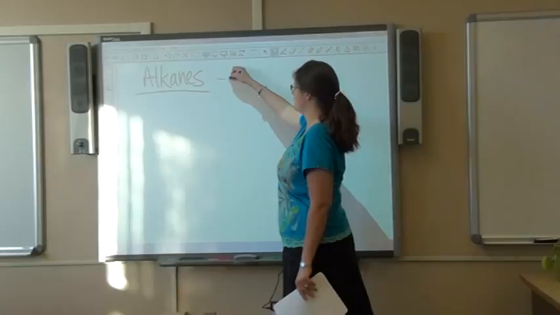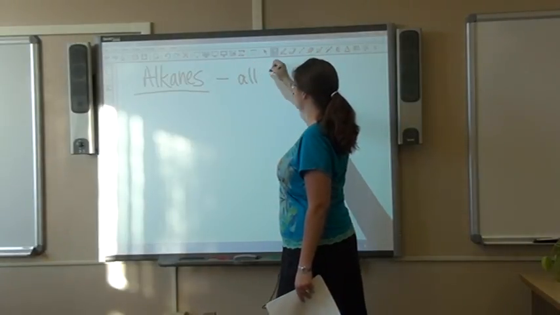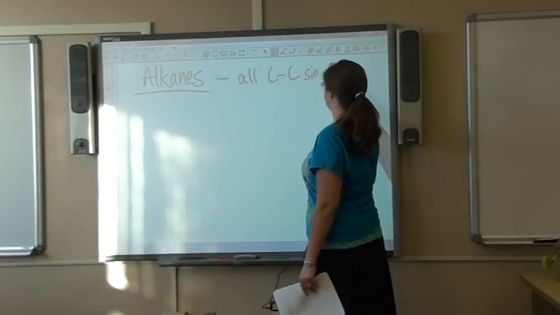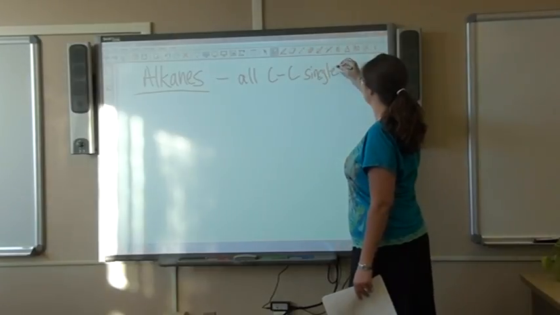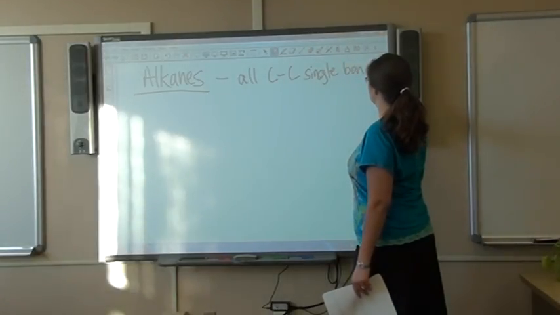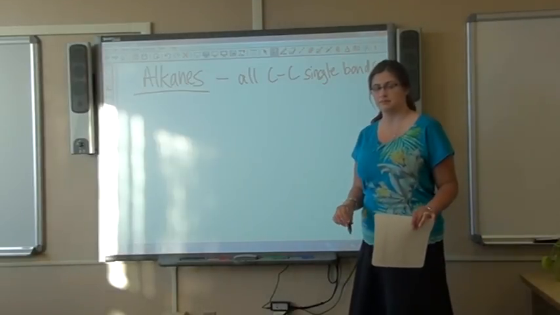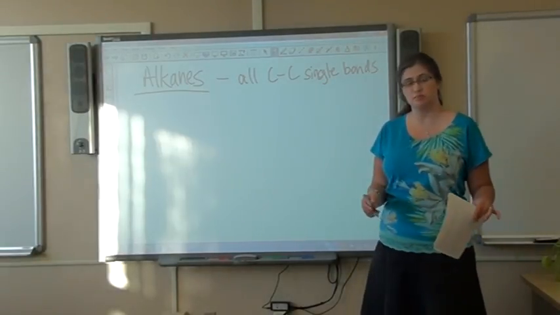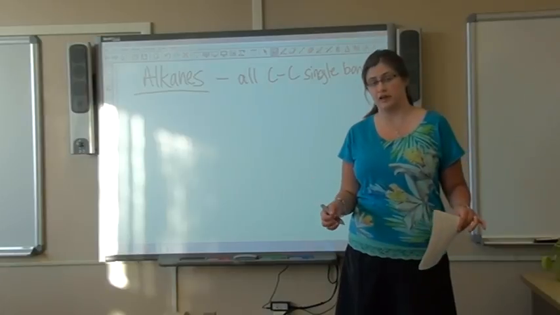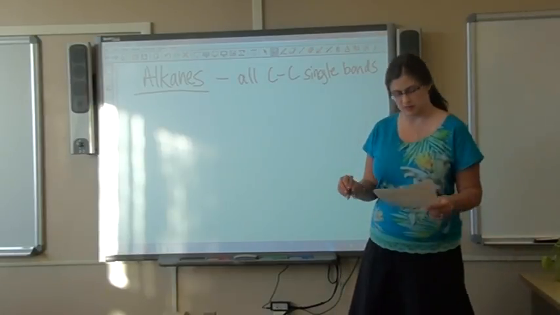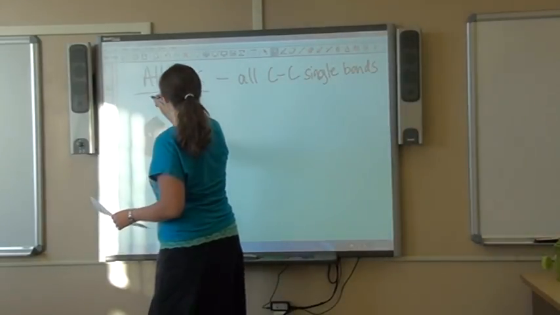An alkane is any compound that has all carbon-carbon single bonds. Nothing else. This is all carbon-carbon single bonds. Now, when we're saying this, we're implying that all of the H's are factored in. Let's talk about what I mean about that. There are 2 types of alkanes.